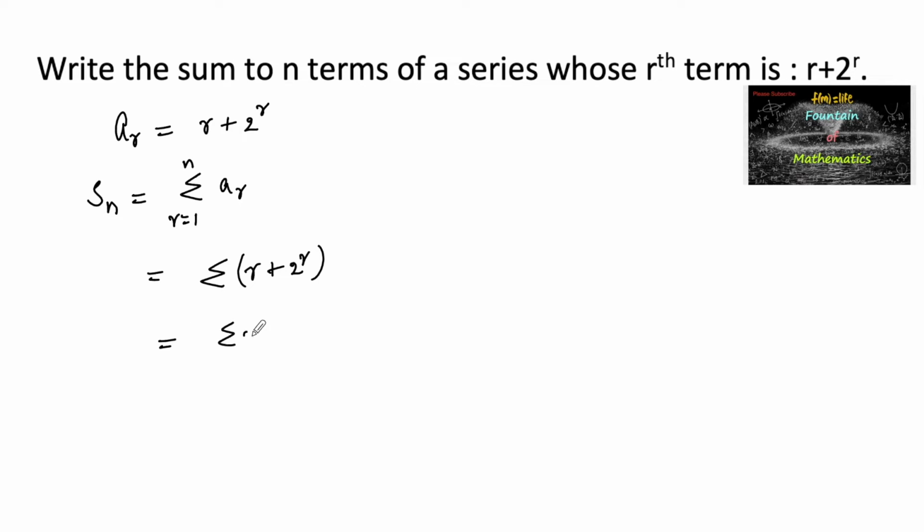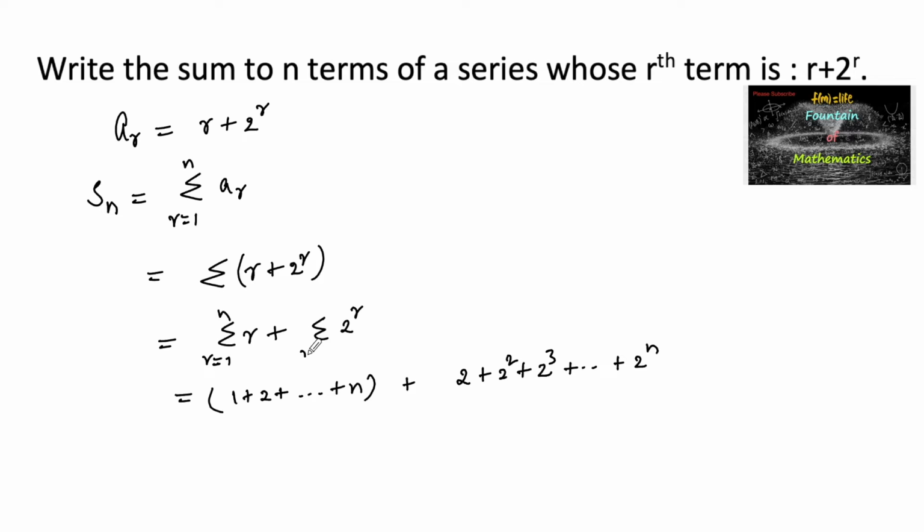We can write summation r plus summation 2 to the power r. Summation r, that is r is equal to 1 to n, is a sum of first n natural numbers, that is 1 plus 2 plus and so on to n. And summation 2 power r, we can write 2 power 1 plus 2 power 2 plus 2 power 3 and so on up to 2 to the power n, where r is equal to 1 to n.